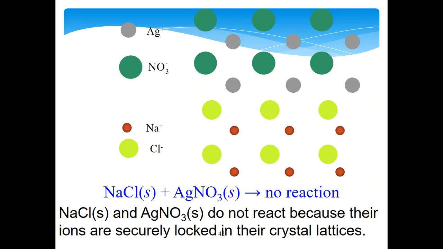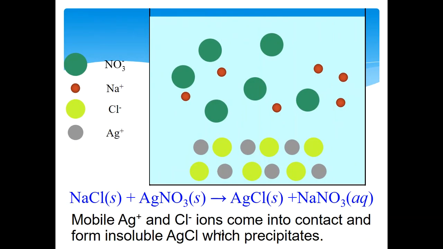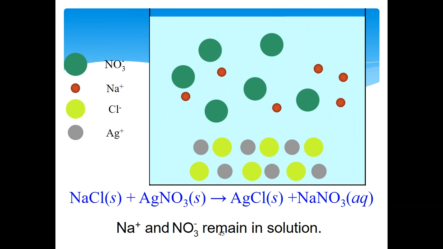So if you want to ensure that a reaction takes place between the sodium chloride and the silver nitrate, what you'd have to do is dissolve each of them in water, mix the solutions, and spontaneously and immediately a reaction will take place. Of course, the reaction will be a double displacement reaction, as you can see here, and you're going to have the formation of solid silver chloride. The sodium nitrate will still remain in solution as aqueous ions, all right?